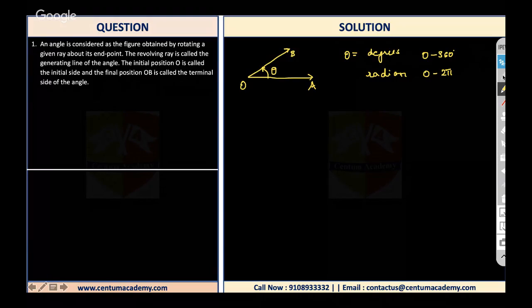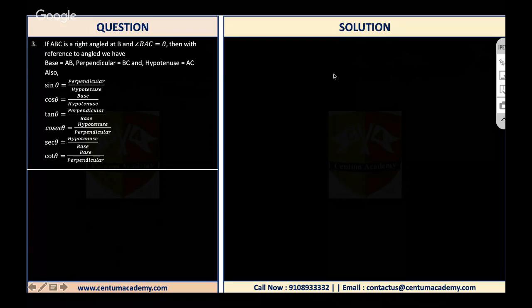Now, next, the measure of an angle is the amount of rotation from the initial side to the terminal side. There is nothing much to it. These are all basics of angles, so we'll quickly skip that and go to the next slide. And now this is where it all starts.